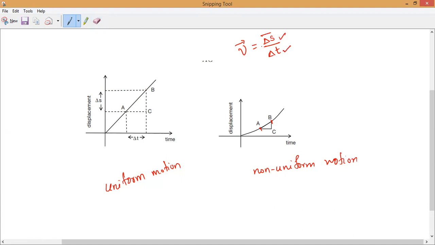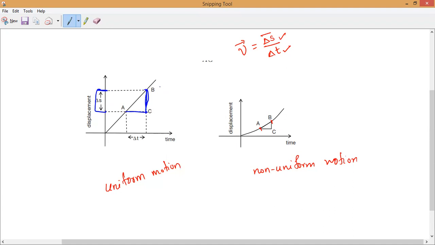Delta S divided by delta T. This is the formula. Now, what is this delta S? You tell me. It is BC, that is what I said. It is the slope of the tangent. Yes or no? So this is the slope. This is the slope of the graph.